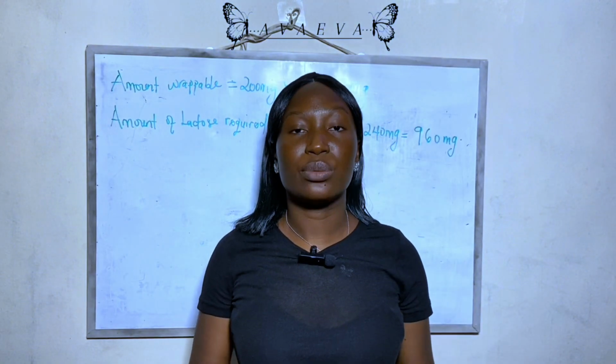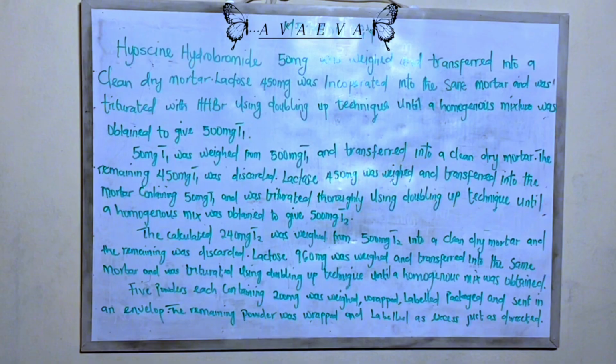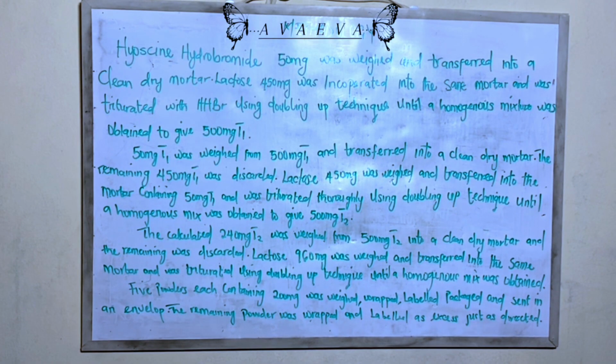Once this is established, you can go right ahead and put it in your table, and do not forget to verify hyoscine hydrobromide because it is a potent medicament. For methodology, we have hyoscine hydrobromide 50 milligrams was weighed and transferred into a clean dry mortar. Lactose 450 milligrams was incorporated into the same mortar and was triturated with hyoscine hydrobromide using doubling up technique until a homogeneous mix was obtained to give 500 milligrams T1.